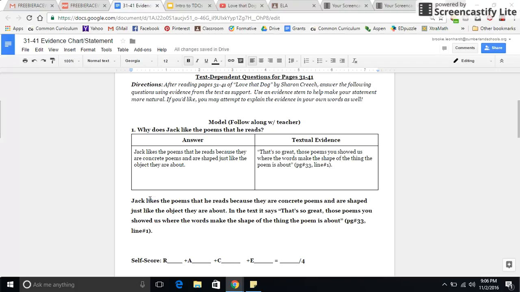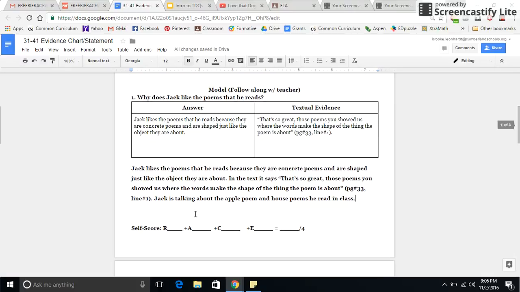Okay, I restated the question, R. I answered the question, A. I cited evidence, so that's C. And now Miss Lenhart said I could try E if I wanted to. I'm going to try to explain it. Let's see. Okay. Jack is talking about the apple poem and house poems he read in class. Awesome. Okay, RACE. Awesome. And now let me quickly self-score.